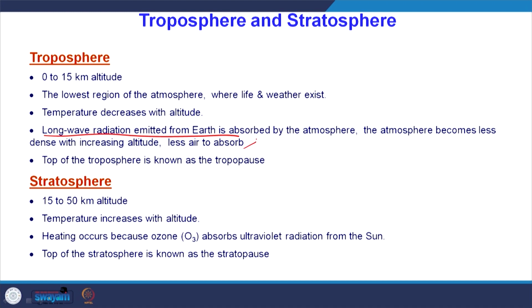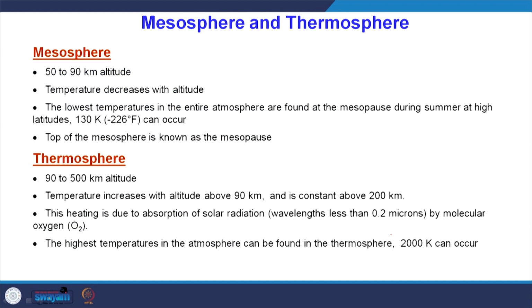The top of the troposphere is known as the tropopause. The stratosphere is the layer above, at 15 to 50 kilometers altitude, and temperature increases with altitude. Heating occurs because ozone absorbs ultraviolet radiation coming from the sun, and the top of the stratosphere is called the stratopause. Mesosphere is the layer above the stratosphere, which is the coldest region. The lowest temperatures in the entire atmosphere are found at the mesopause during the summer at high latitudes, almost reaching minus 226 degrees Fahrenheit.